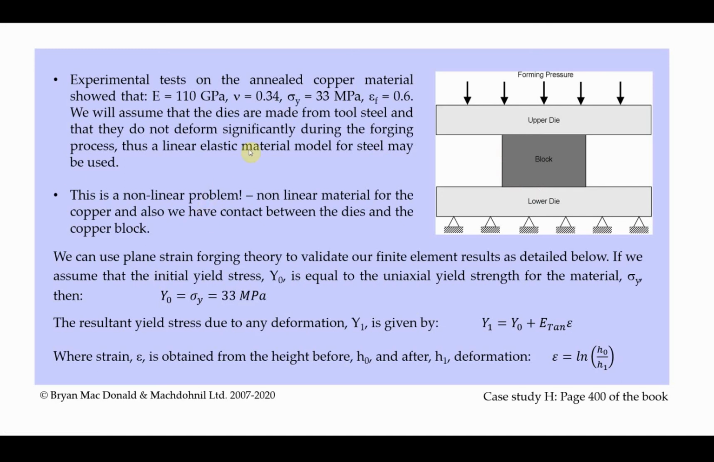As I've just mentioned, the block is going to permanently deform, so this is a non-linear problem. We are using a non-linear material for the copper. We're also going to have to put contact between the dies and the copper block because the dies are touching the copper block and the forging pressure is transferred through the die into the block. So we'll have contact regions here and here.